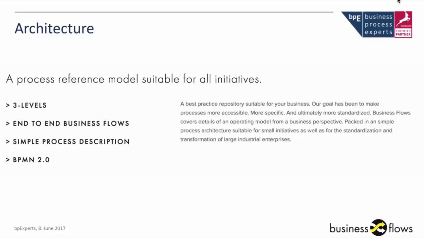So having the domains is definitely a level where you say, okay, what is the content behind it? But it is a structuring element, which is also very important for allocating ownerships. We have the end-to-end business flows, which clearly represent the operating models that you have in scope in your company. And then on the third level, on the BPM 2.0 level, you have the real details of the actual business.